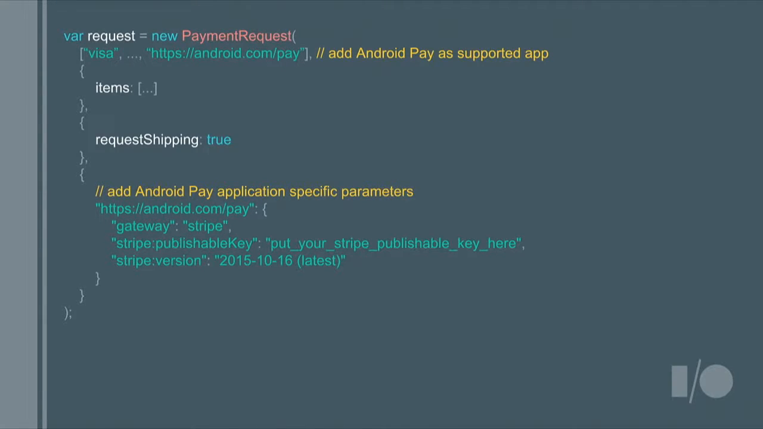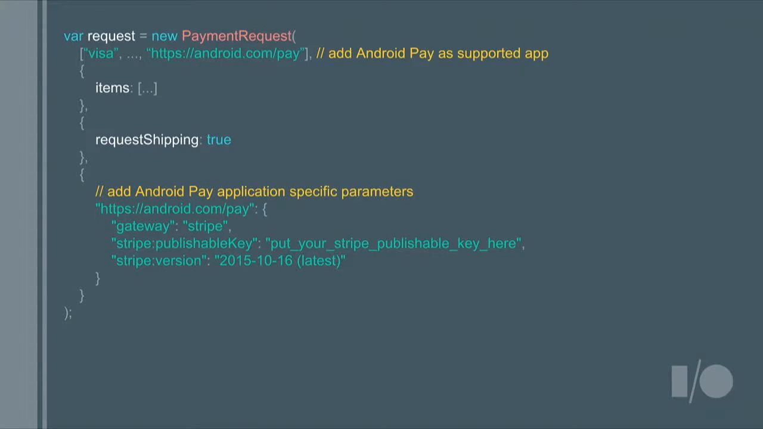Next, payment applications might require some extra information. So in this case, the demo that we're making is integrated with Stripe. And in order to work with Stripe, Android Pay requires us to tell Android Pay that it is, in fact, the Stripe gateway that we're using, but you might be using a different one on your own website. And for Stripe, there are two pieces of required information: the publishable key and the version of the Stripe API that you're using.